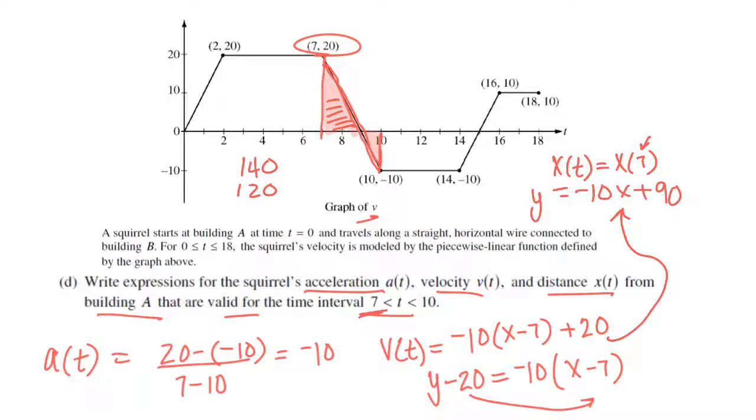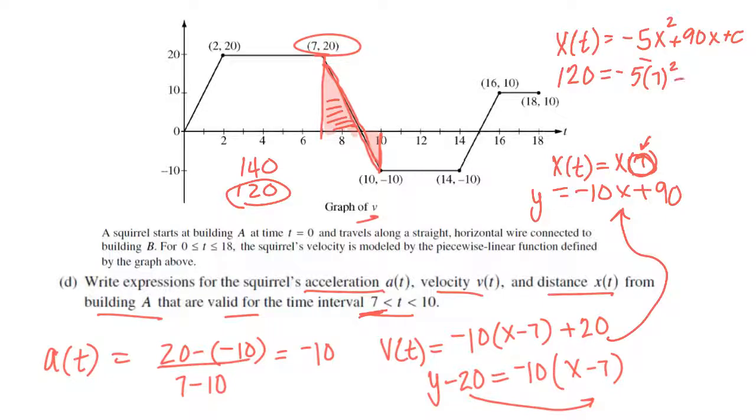All right, so now I think we're ready to integrate. If I integrate this, then that's going to give me my position. And so if I integrate negative 10x, that's going to give me negative 5x squared plus 90x plus c. Now, I know, again, at 7, I have 120 as my position. So I'm going to plug in 120 equals negative 5 times 7 squared plus 90 times 7, which is 630, plus c.